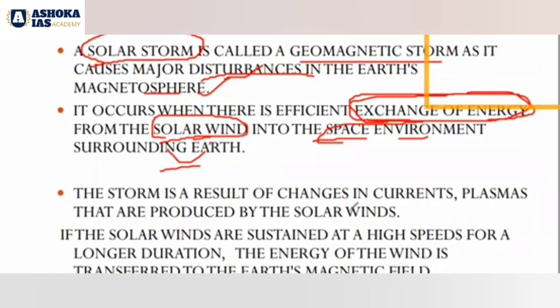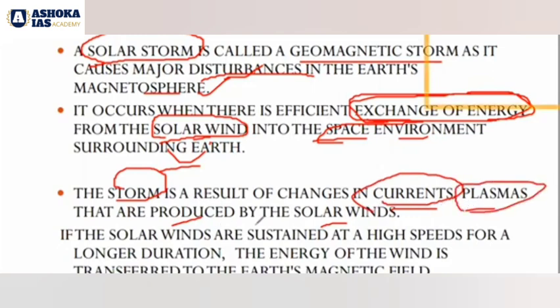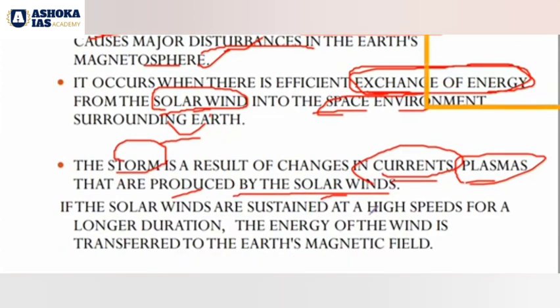Now the storm is a result of changes in currents, plasmas that are produced by the solar winds. So the solar storm is the result of the changes in the current, the flow of the plasma, and it is brought by the solar winds. If the solar winds are sustained at a high speed and for a very long duration, the energy of the wind is transferred to the Earth's magnetic field.